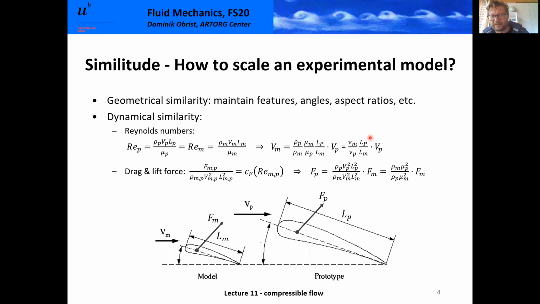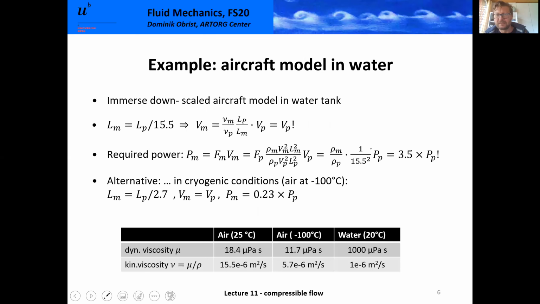So in this formula here, the change in viscosity can compensate, at least partially, for the change in scale. And we can play with that. So let's look at one particular example, an aircraft model immersed in water. Okay, so we take a large aircraft, scale it down, and immerse it, instead of in a wind tunnel, in a water tunnel or water tank, as it is usually called.